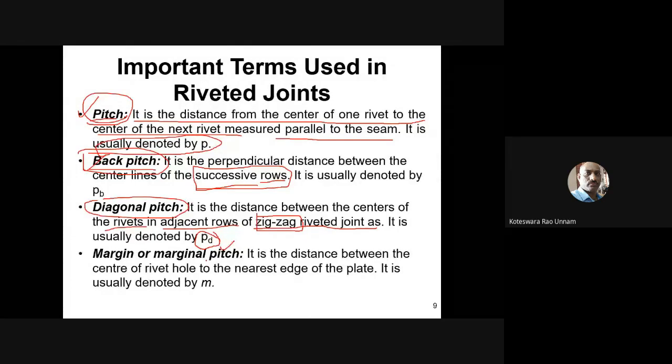D. Then you have margin, or marginal pitch. It is the distance between the center of the rivet hole to the nearest edge of the plate. So we'll call that the margin. In all riveted joints, sufficient margin needs to be provided in order to avoid failure of the joint at the edge of the plate. So that we'll call the margin pitch.